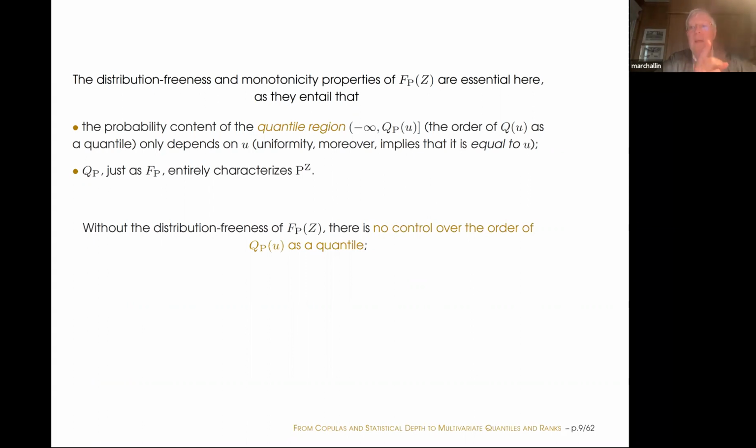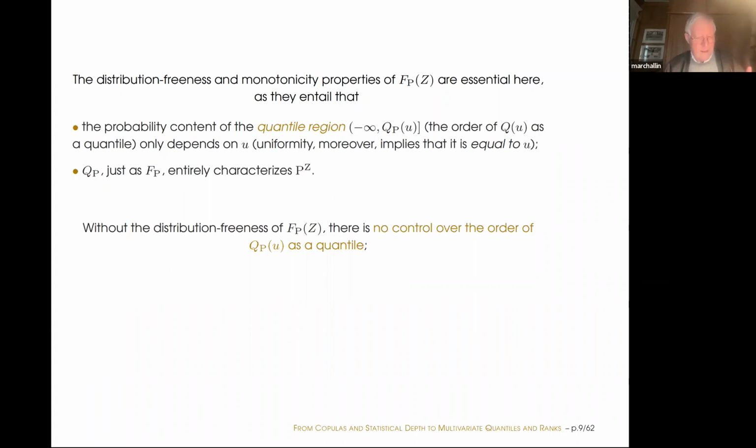For any P, F sub P computed at Z has the same distribution, which in this case is the uniform over the unit interval. And that is very important, because when you are inverting the distribution function to obtain the quantile function, you obtain control over the probability content of the regions you are creating with your quantiles. And if you don't have that control, then it's not a quantile.